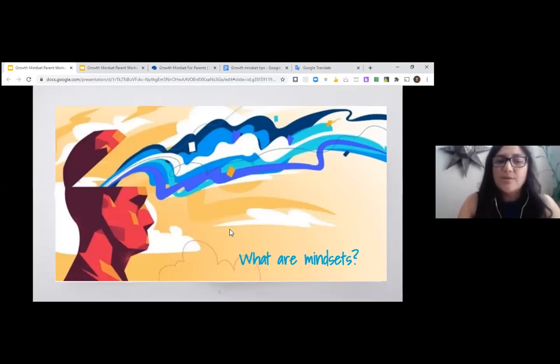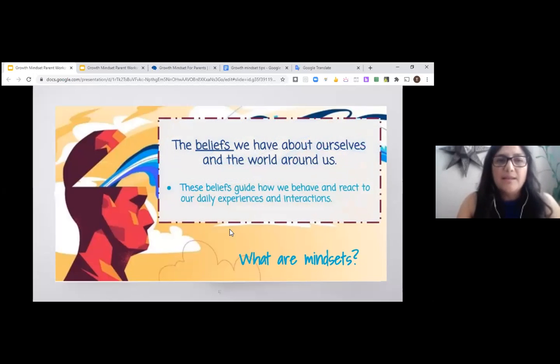So you might be asking yourself, what is a mindset? What are mindsets? It's really the beliefs that we have of ourselves and the world around us. So it's our belief system. It's the thoughts that we have about who we are and what we're able to do. And these belief systems do guide and influence how we behave and how we react to others, how we behave and react to ourselves, and also our daily interactions and experiences.